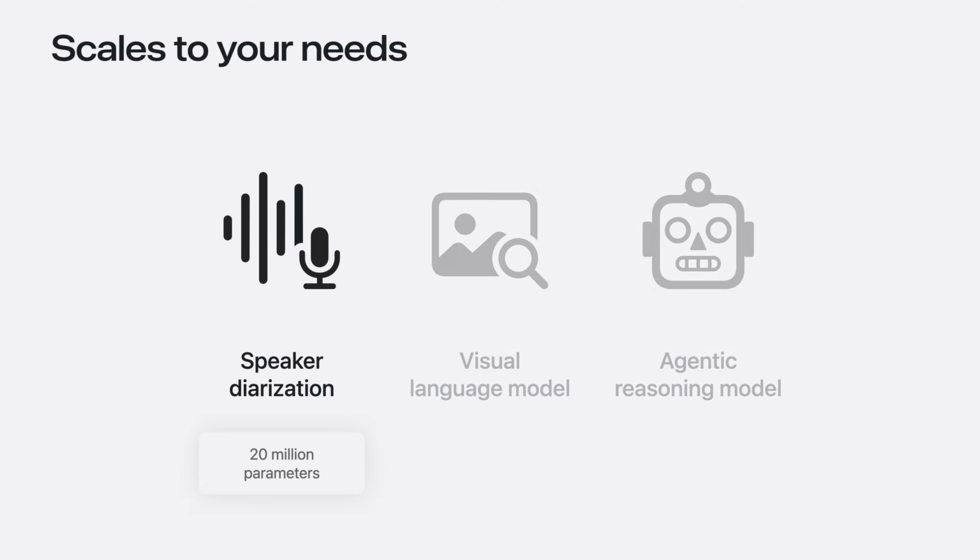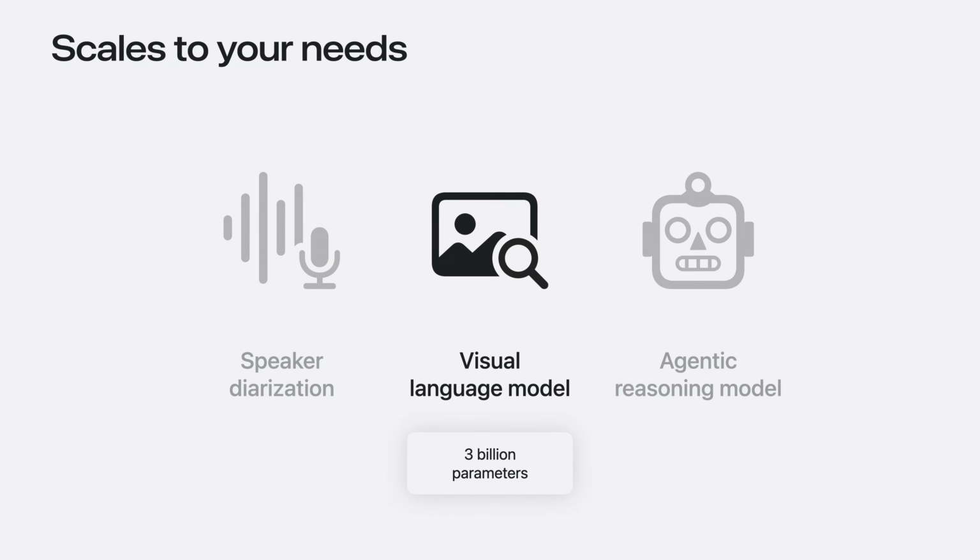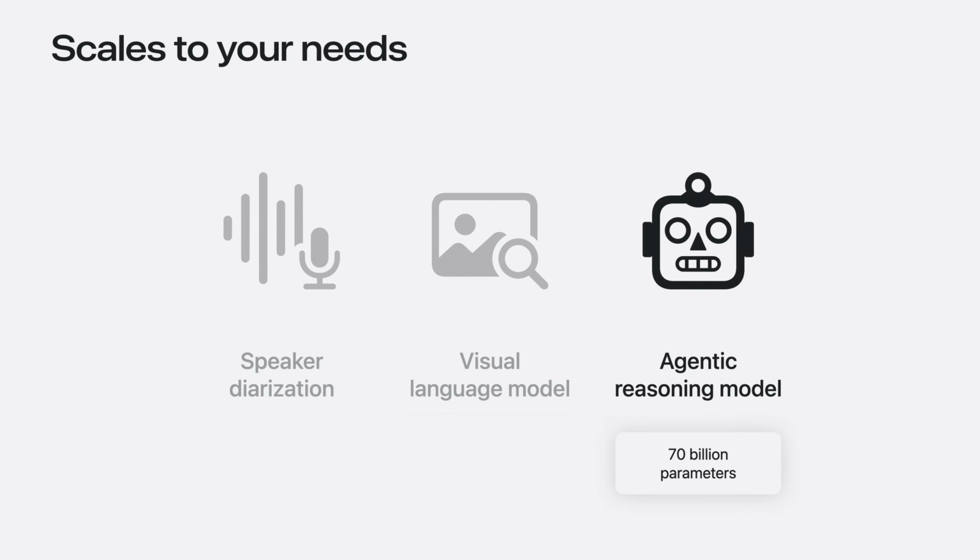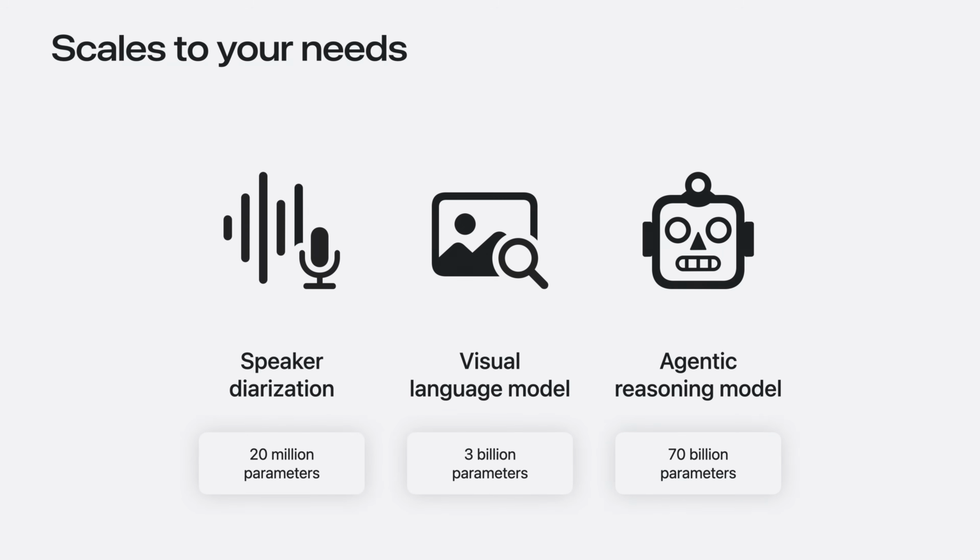Core AI is designed to scale to your needs and available compute. Whether you want your app to identify who's talking in a live meeting with a small speaker diarization model, your users to point their camera at anything, ask a question, and instantly get an answer with a larger vision language model, or let them hand off complex, multi-step tasks to a powerful agentic assistant powered by a 70 billion parameter LLM, Core AI has you covered, with all of it running locally on Apple devices with no server and no cost per token.